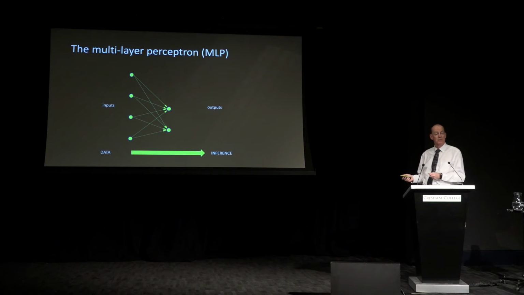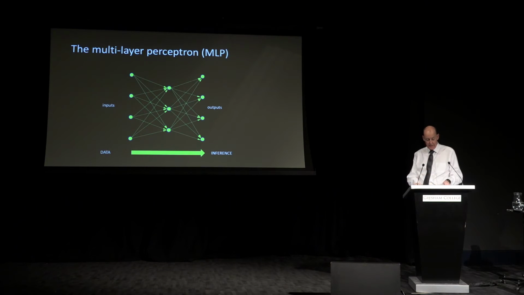So instead of just restricting ourselves to maybe one output, we could have two or three, or we could have layers of these things. And this is the sort of arrangement that became known as an artificial neural network, or ANN.